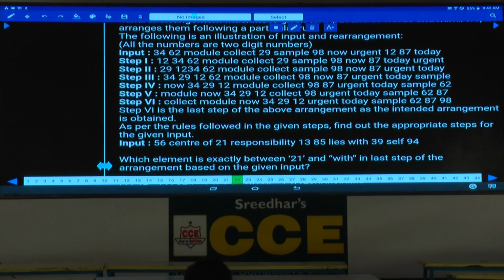34, 62, module, collect 29, sample and so on. Then step 6. Then what is there in this step 6 here?